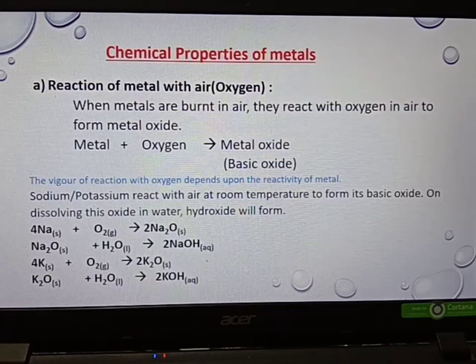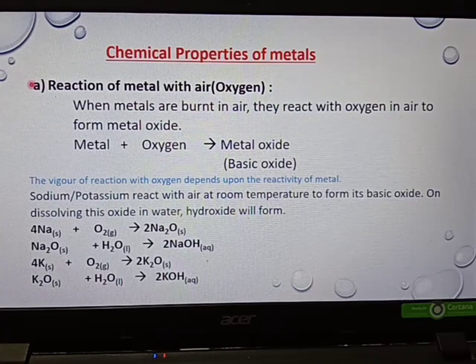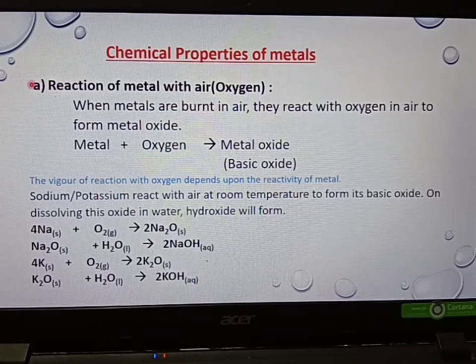Alright. Now chemical properties. Chemical properties of metals, and the first property is reaction of metal with air. Actually, we are doing the reaction of metal with the oxygen present in air.